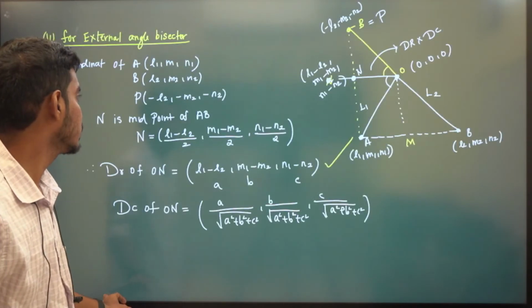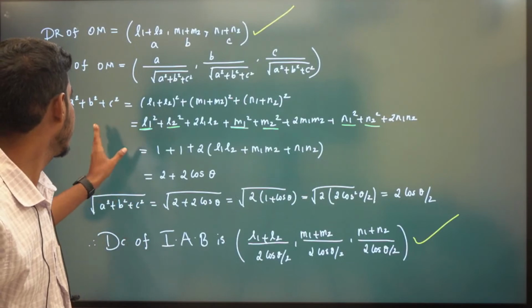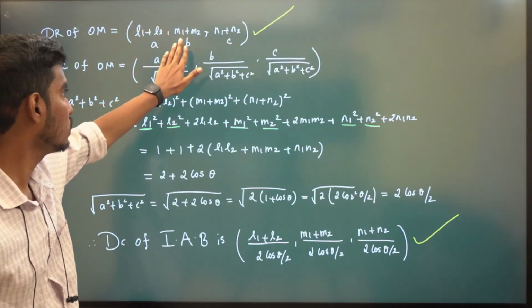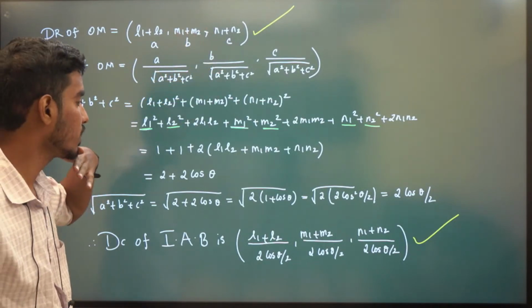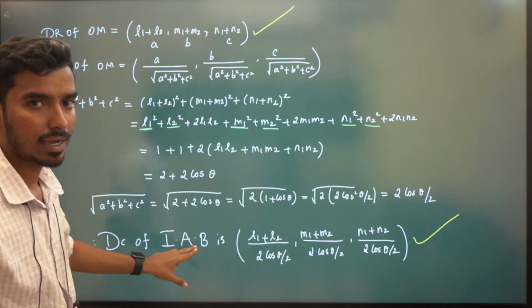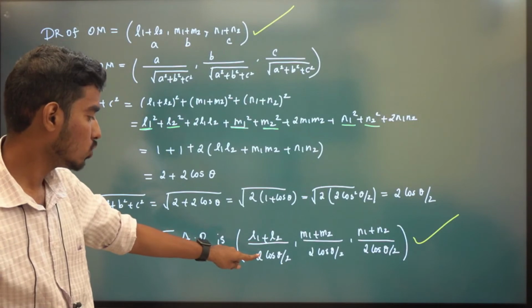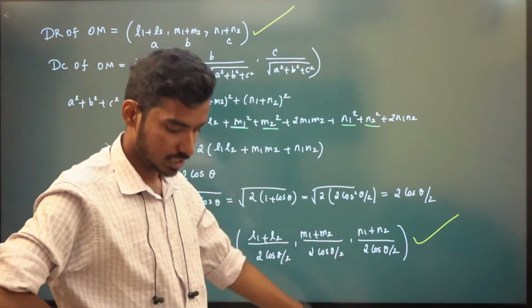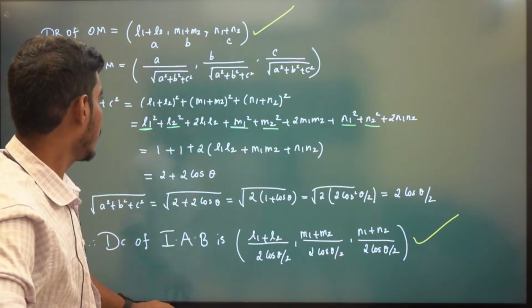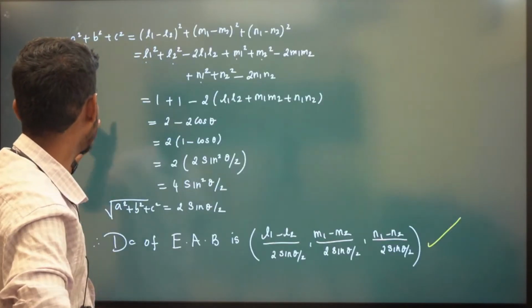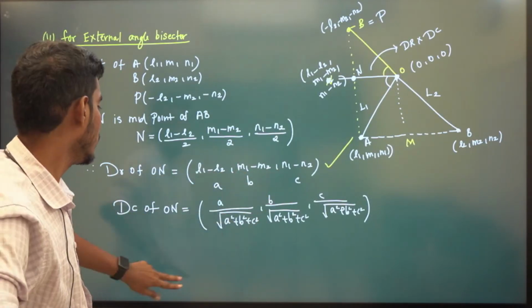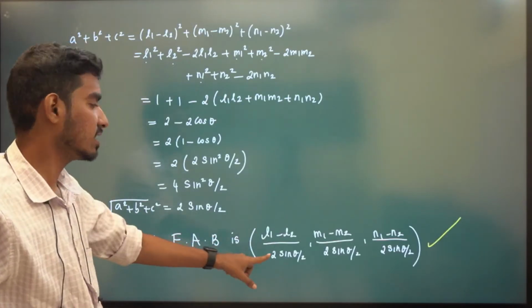The conclusion is: direction ratio of the internal angle bisector is L1 plus L2, M1 plus M2, N1 plus N2, and direction cosine of the internal angle bisector is L1 plus L2 by 2 cos theta by 2, M1 plus M2 by 2 cos theta by 2, N1 plus N2 by 2 cos theta by 2. And direction ratio of the external angle bisector is L1 minus L2, M1 minus M2, N1 minus N2, and direction cosine of the external angle bisector is this.